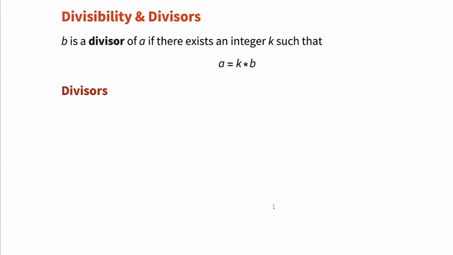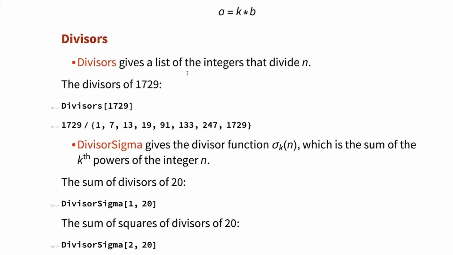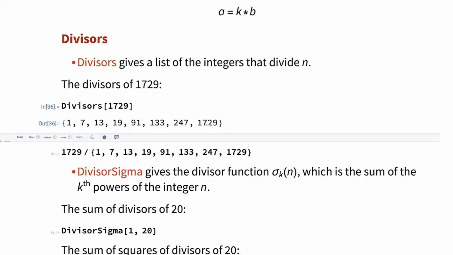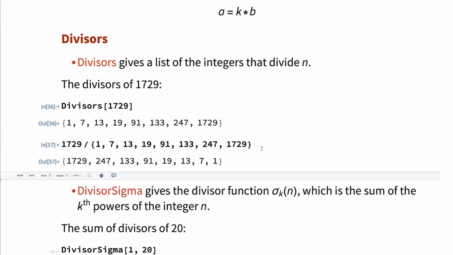Okay, we talked about divisibility, now let's talk about divisors. As I said, B is a divisor of A if there exists an integer k such that A equals k times B. So what are the functions here? Of course, the function Divisors, which gives a list of the integers that divide n. For example, to find the divisors of 1729, we will simply do this. And yes, we can check that indeed 1729 is divisible by all of them, because these are the divisors of a number.